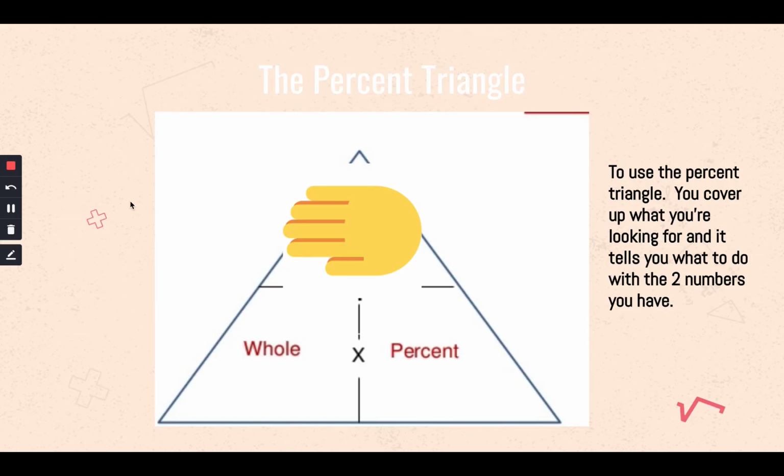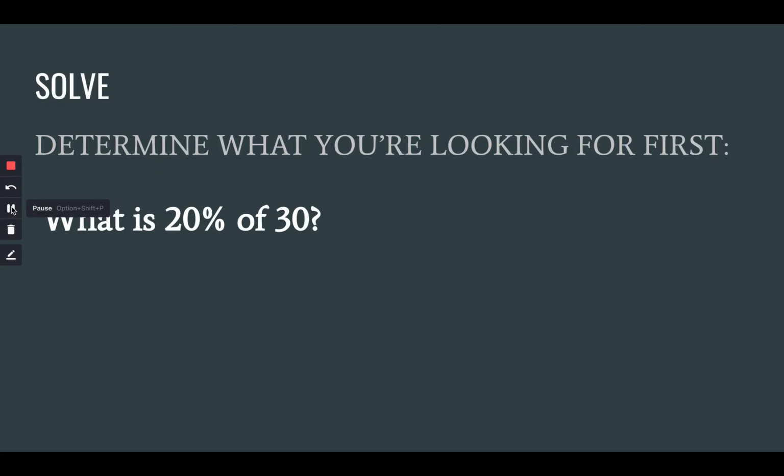If you're looking for part, you can cover up what you're looking for, and you know it's going to be whole times percent. So we know we're looking for the part, and we know it's whole times percent. So 0.20 times 30 will give you an answer of 6. All right. Let's try another one.